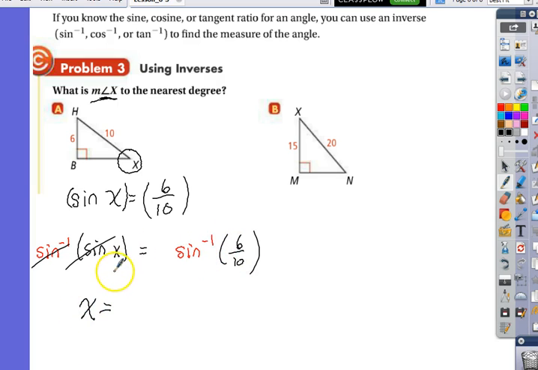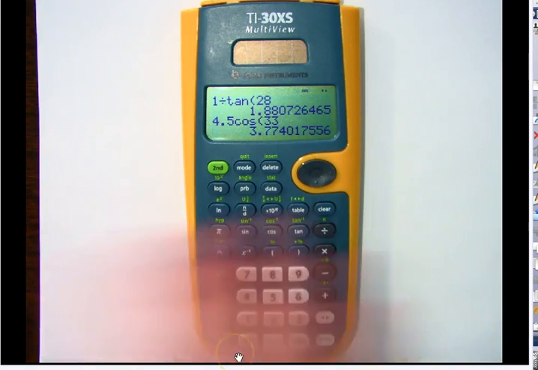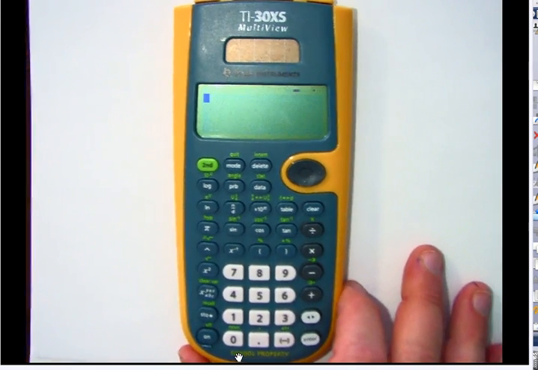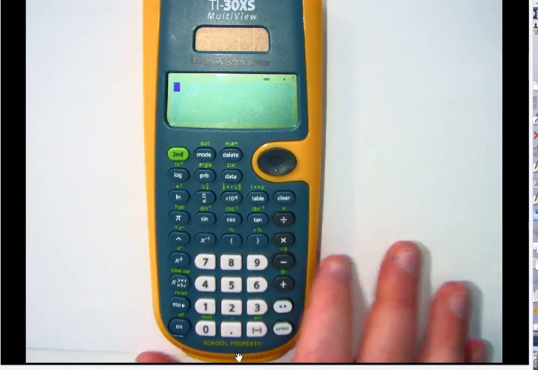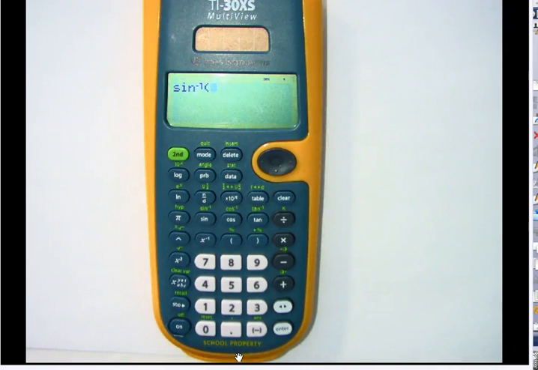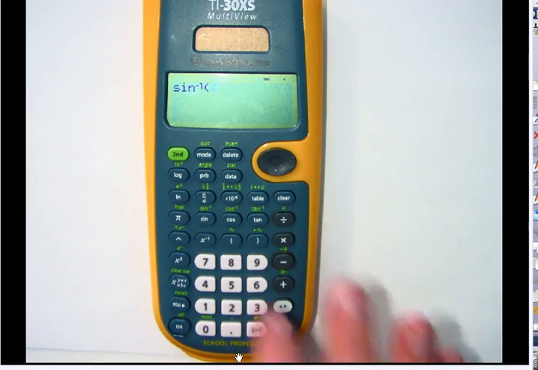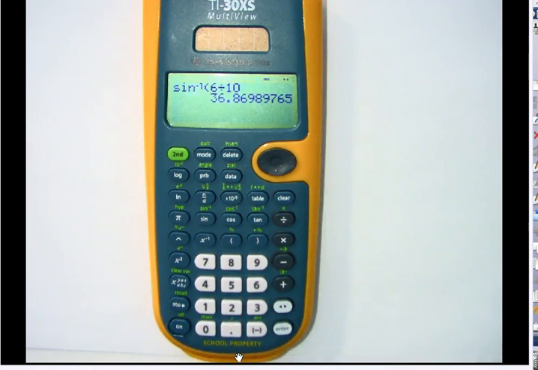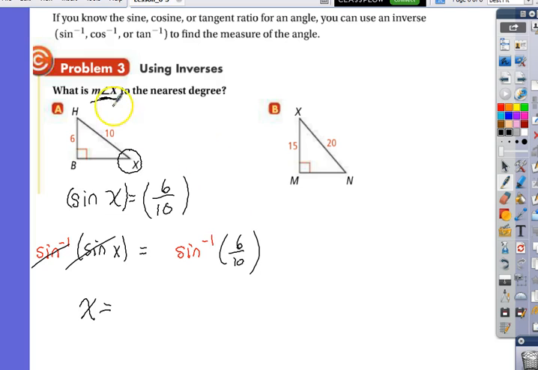And this I do on my calculator. So how do you do sine inverse of 6 over 10 on your calculator? Well, we'll go to our calculator, and I'll clear everything out so you can see the screen. Now, when I'm punching the buttons, instead of just hitting the sine button, I'm going to hit second function sine. And notice on the display it's sine inverse, sine to the -1. And then 6 divided by 10. And so that's 36.86. If I'm rounding off to the nearest degree, which I think I'm supposed to, 36.86 rounded off to the nearest degree is 37. So I can find that that's 37 degrees.